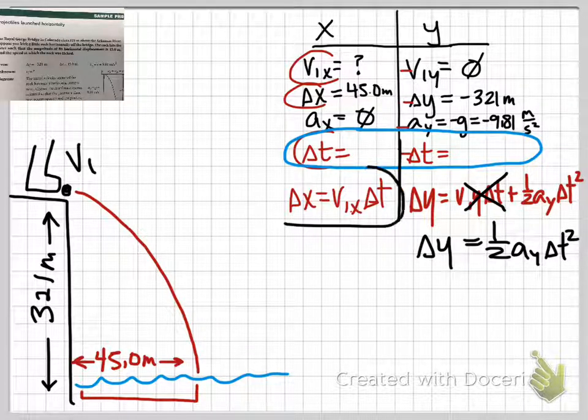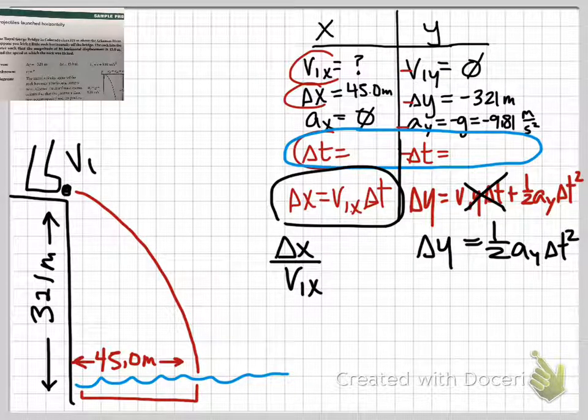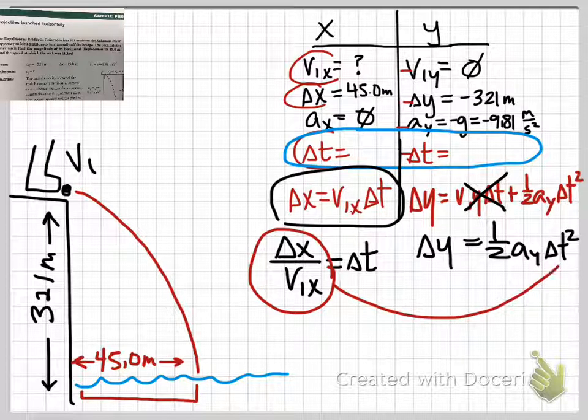So could we solve this equation for delta t? By golly, we could. So delta x divided by v_ix would equal delta t. Hey, guess what? If we plugged this into there, we would now have a single equation that bridged the two axes of the motion. Whoa! It's a thing of beauty.